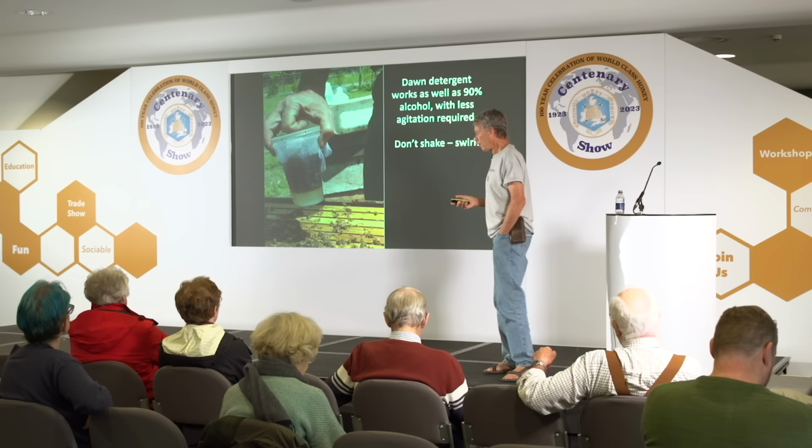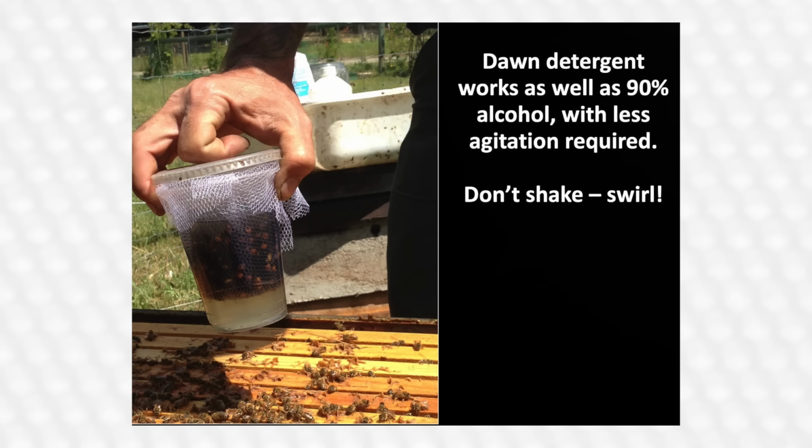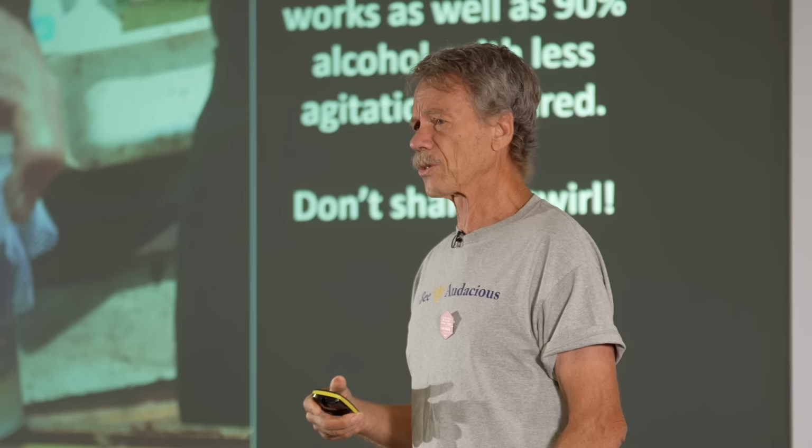What we've gone to now, instead of doing a powdered sugar shake or alcohol wash, is Dawn detergent. It's a high foaming detergent common in the US. So look for a very high foaming detergent. A low foaming detergent does not do the job. It's something about the surface tension, the surfactant ability.